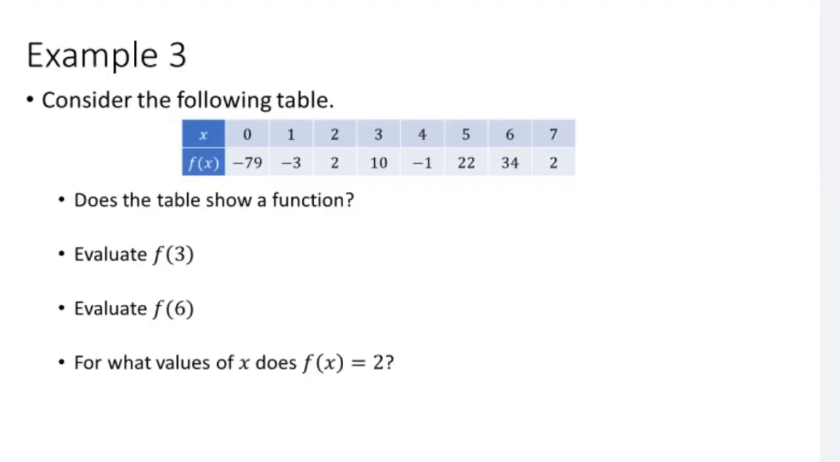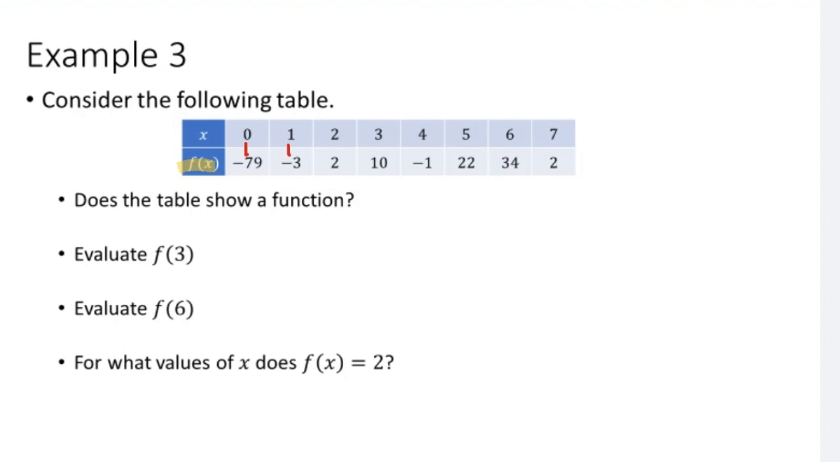Now, in the next example, we're going to consider the following table. First, we're going to determine, does this table indeed show a function? Just because I have function notation here, the f of x, doesn't necessarily mean it automatically is a function. We should check first. While looking at the table, we can see that 0 is only associated or related to -79.